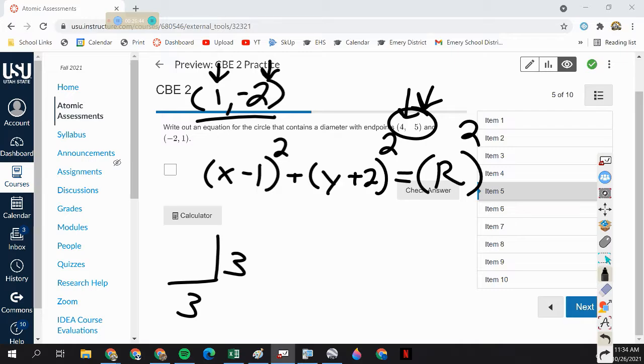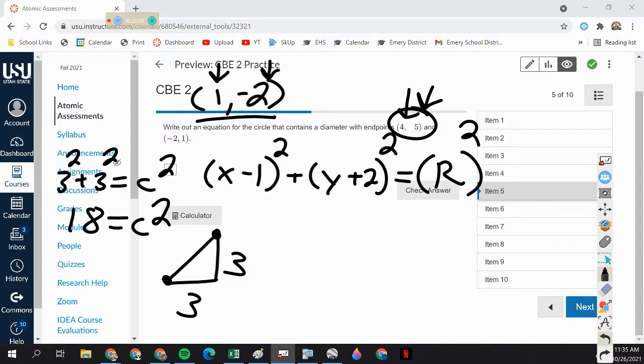Right? So how far is it from edge to center? It's just going to be 3 squared plus 3 squared equals c squared. So 9 plus 9 is 18. And then, do I want to take the square root? No, because as soon as I take the square root and I plug it in the formula, then I'm going to square it again. So it's just an 18. Does that make sense? Do you need to see another one? Yes? Okay.